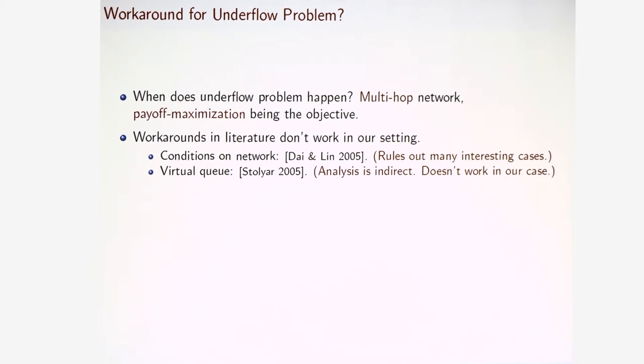Also, there's a virtual queue approach, which means when you try to dispatch from a location that doesn't have a car, you create a virtual car and send it to the destination. Right? This will fulfill a gradient step. However, because this is a closed network we are considering, these virtual cars never leave the system. Right? So the analysis for the virtual queue also doesn't work in our setting.